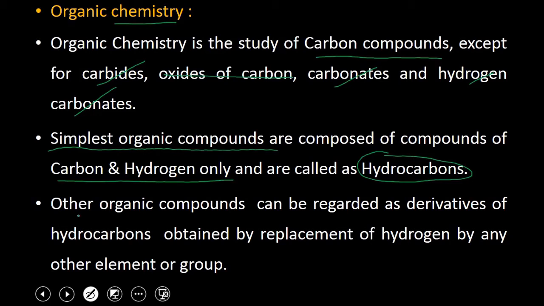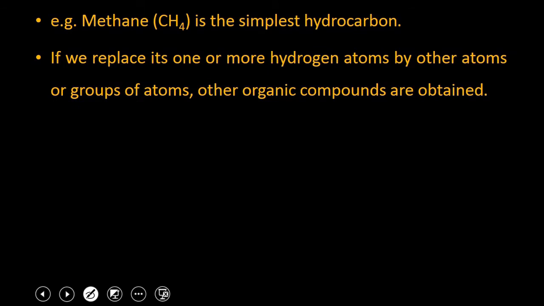Then what are other organic compounds? Other organic compounds are derived from hydrocarbons by replacing their one or more hydrogen atoms by other atoms or group of atoms. So I'm going to take methane as an example. Children, methane is the simplest hydrocarbon. Its formula is CH4. So we can obtain other compounds from this simplest hydrocarbon by replacing its hydrogens one by one with some other atoms or group of atoms.